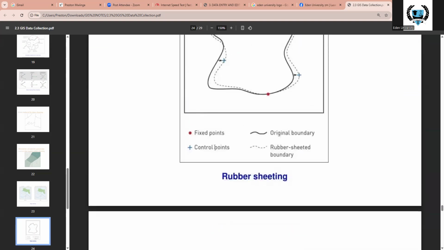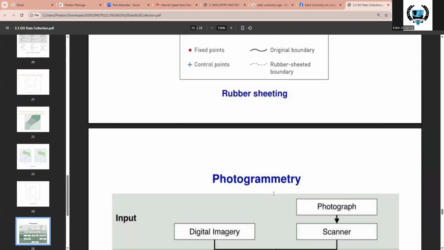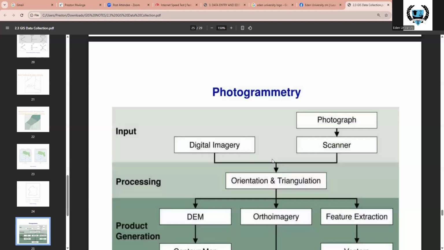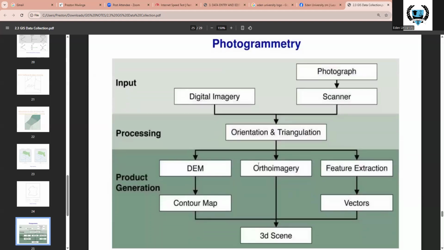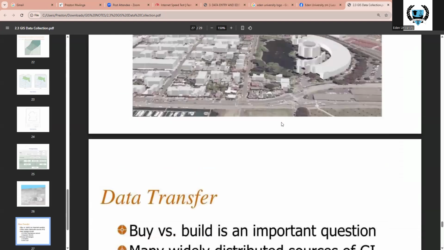So we have a simple key, the red here. These are fixed points, these are control points. And these are original boundaries, then rubber sheeted. Photogrammetry, so this is how it looks, digital imagery photography. Then it goes on. And there we are.